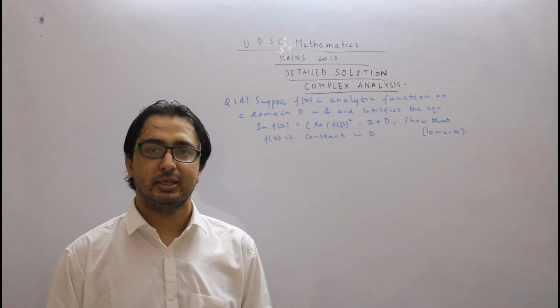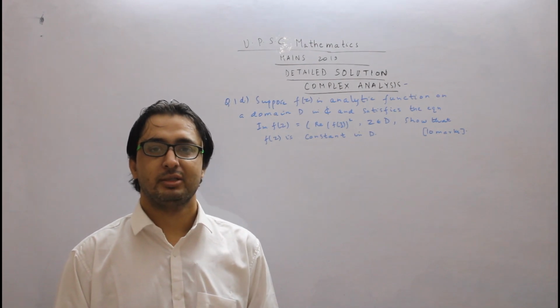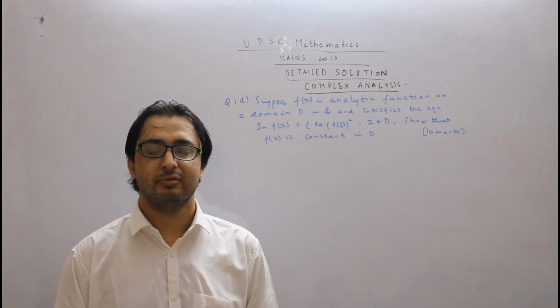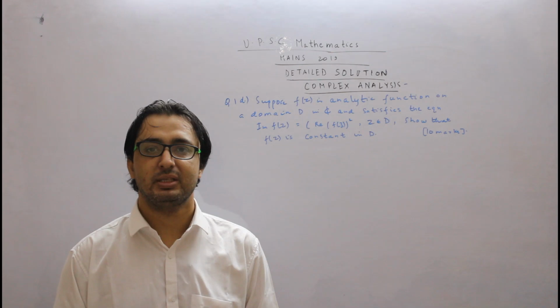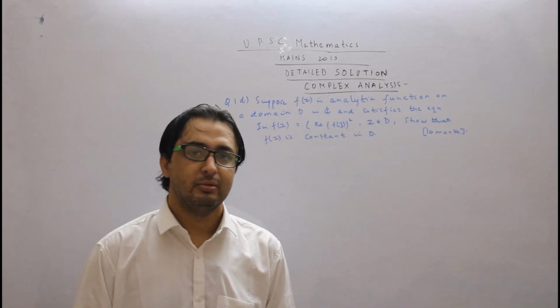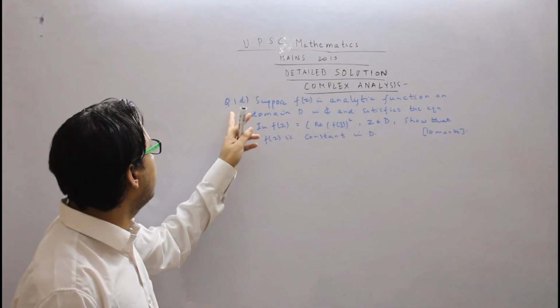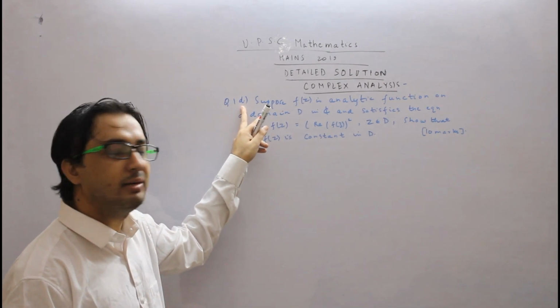In 2019, complex analysis was asked for 45 marks, in 2018 it was asked for 40 marks, and in 2017 it was asked for 55 marks. Now we are going to take the first question, question number 1D. It was asked in compulsory.